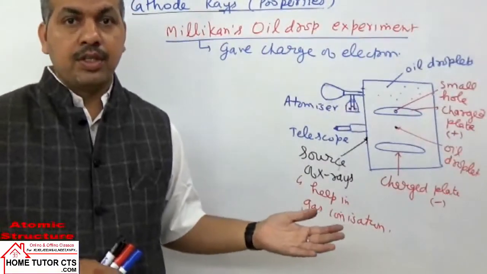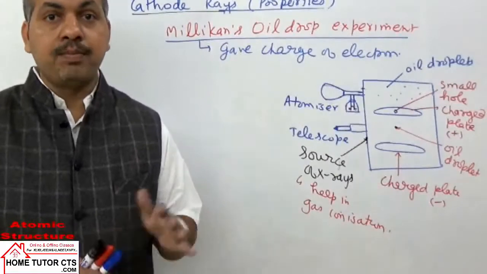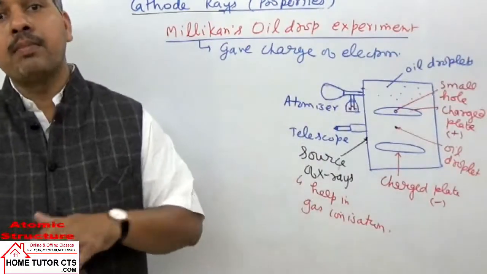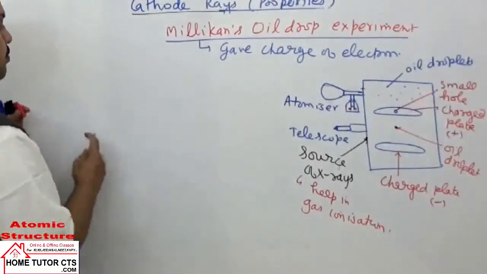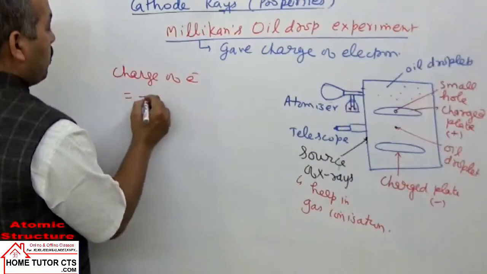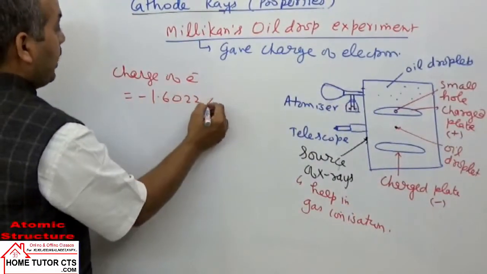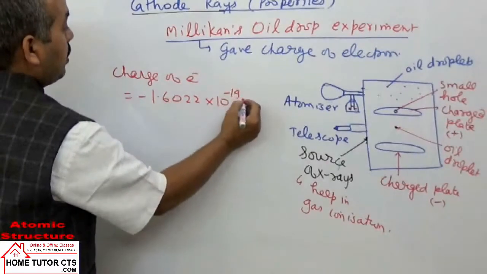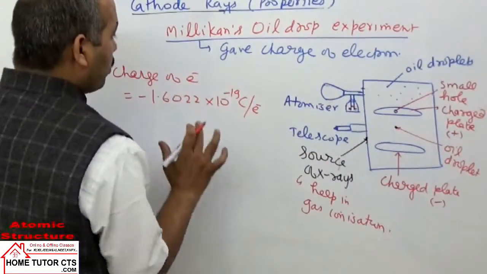In each case, whatever charge was coming on the oil droplet was always a simple whole number multiple of the smallest value of charge, which is given as the charge of the electron: minus 1.6022 into 10 to the power minus 19 coulombs per electron. This is the charge of the electron.